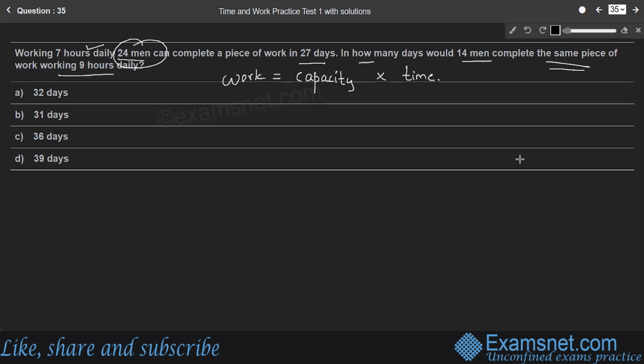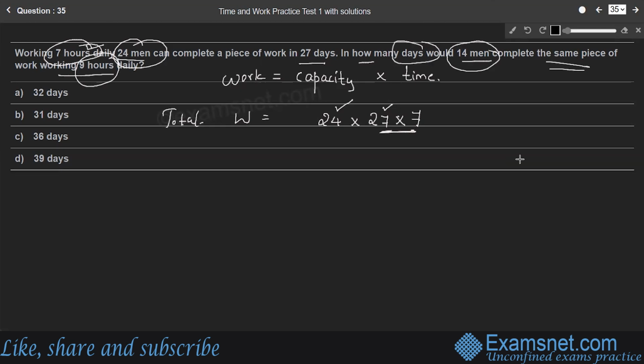So in first case, 24 men, right? They work for 27 days. Here capacity is 24 men into 27, they work for 27 days. But for each day they work for 7 hours. Therefore, for 27 days, right? 27 into 7 gives the total hours, right? So here the time is nothing but 27 into 7. So it is equal to the total work. Total work. If same amount of work has been done by 14 men, right, and 9 hours daily if they work, so how many days they take?